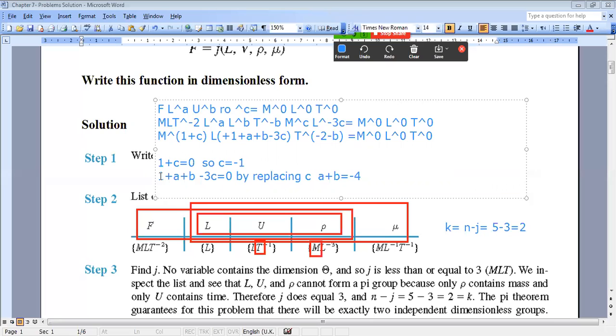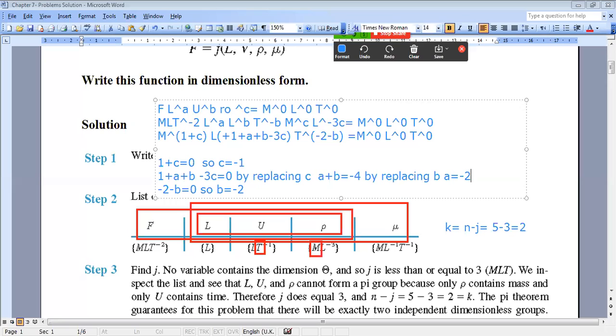For the coefficient of t, I have from the first side minus 2 minus b, which should be equal to 0 from the other side. So I deduce that b is equal to minus 2. And by replacing b here, I get that a is minus 2. So as you can see, I was able to find three coefficients a, b, c.